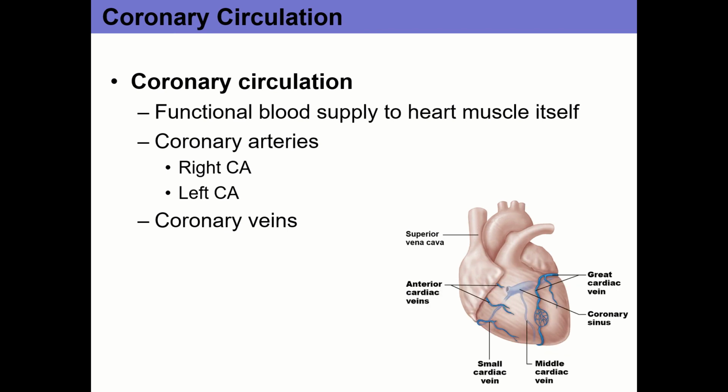The coronary veins return deoxygenated blood back to the right atrium eventually. So we circulate oxygenated blood past the myocardium, drop off oxygen, pick up carbon dioxide, and then return that oxygen-poor blood back to the right atrium and continue that cycle. So that's how the heart gets its circulation.